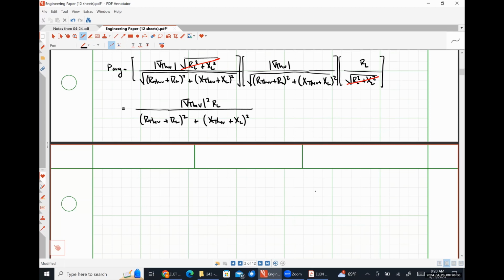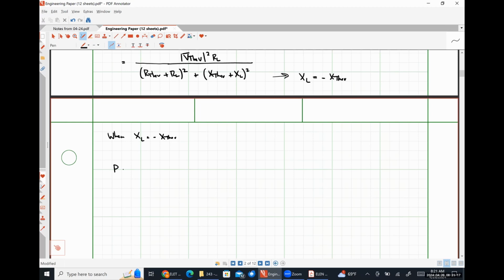absorbed in our system. So our first constraint is that XL needs to equal negative X Thev in order for maximum average power transfer to occur. Okay. So this cancels out all our reactance and we're only left with resistance. Okay. So we can now say that when XL is equal to negative X Thev, the average power will be equal to the magnitude of V Thev squared times RL divided by R Thev plus RL quantity squared.